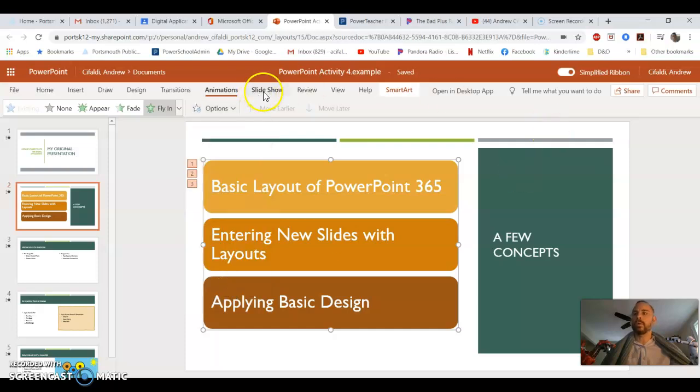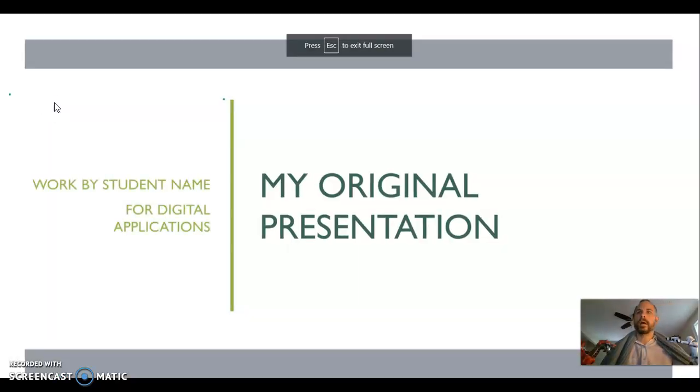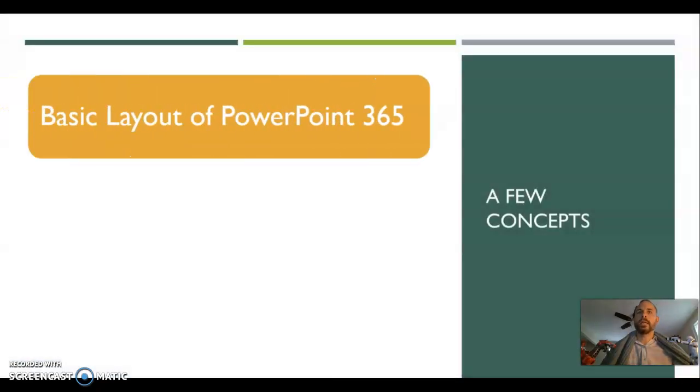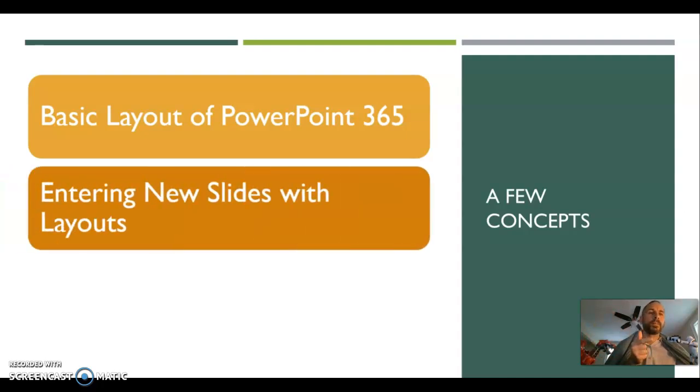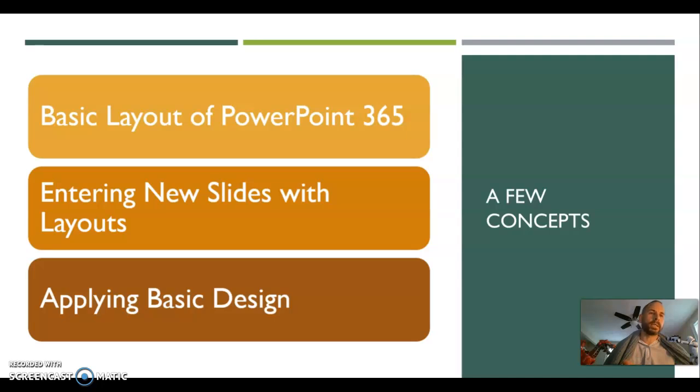So here, let's look at this one more time. From beginning, I've got my fade in, and then here on this slide, as I click my arrow, I can talk. This is a good way to show, with my animation, I can control how much information my audience is getting. So maybe I want to talk about basic layout of PowerPoint 365 a little bit at first, and I want to say a few words about it before my audience starts thinking about entering new slides and layouts. I'll talk about that a little bit, and then when I'm ready, I'll click forward and I'll apply basic design.